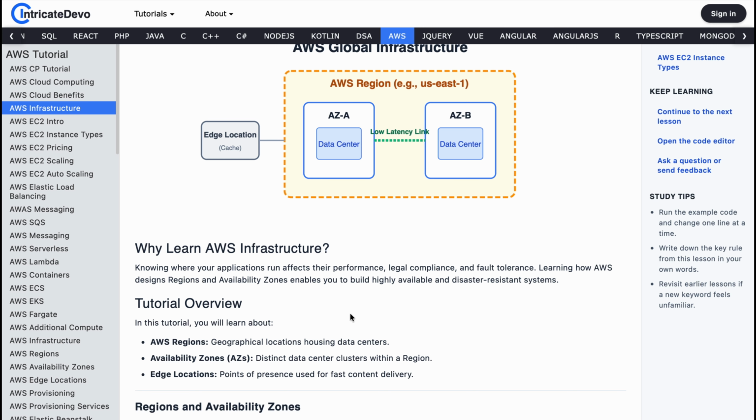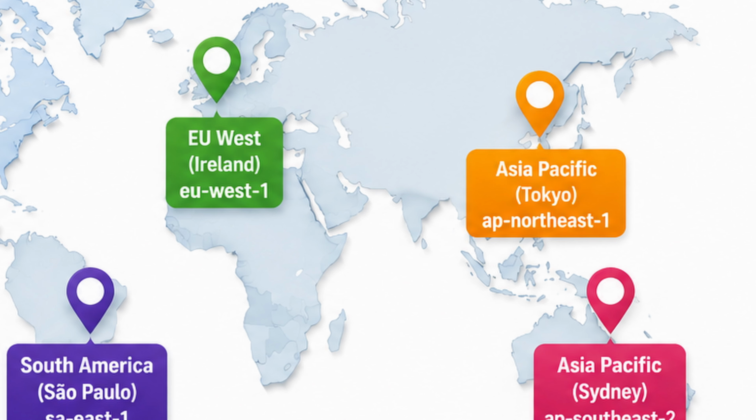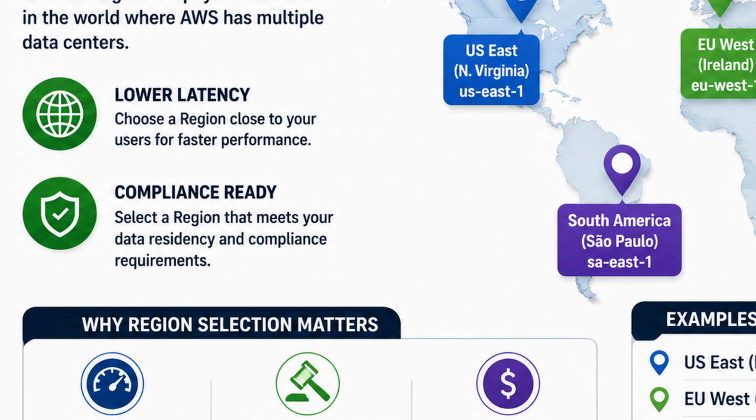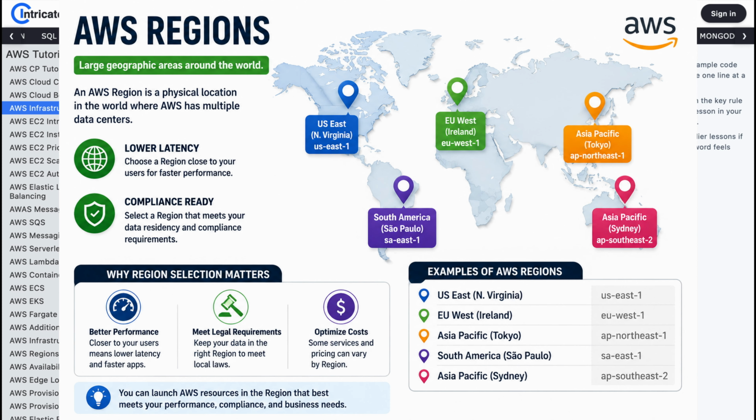The biggest building block is the AWS region. Think of a region as a specific geographical area on the map, like North Virginia, Ireland, or Tokyo. When you pick a region, you're usually looking for two things: latency and compliance. You want to pick the region closest to your customers so your app feels snappy. You also need to pick a region that follows local laws. For example, if your data must stay in Europe, you choose the Frankfurt or Ireland regions. Common examples you'll see in the console are East 1 or West 1.